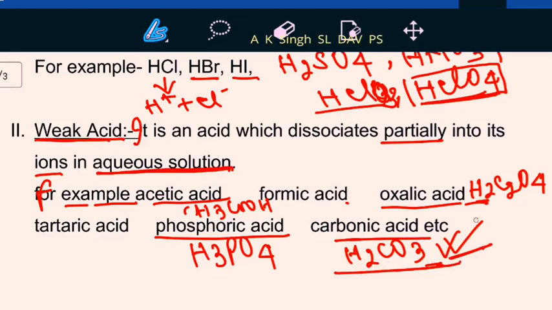Read it carefully and remember, so that whenever it is asked, you can give the answer easily.